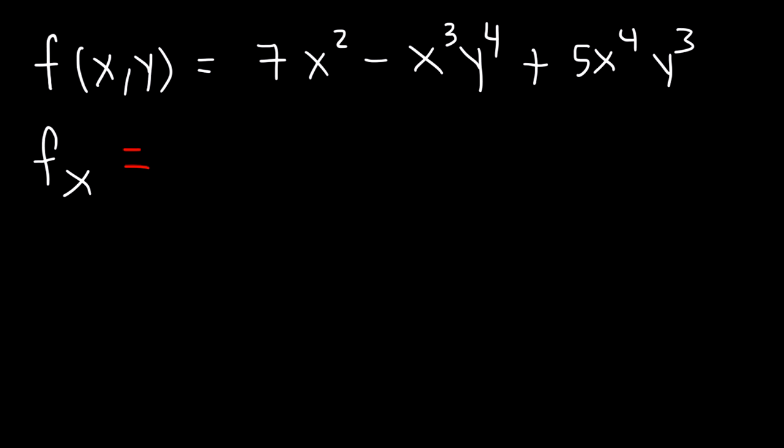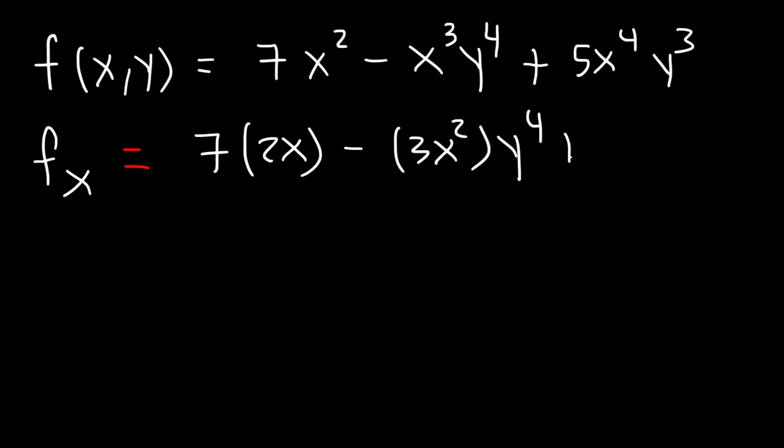So what is the derivative of x squared? The derivative of x squared is 2x. Now what about the derivative of x cubed? We know it's 3x squared. Now y, we're going to treat it as a constant, so we're just going to rewrite it. The derivative of x to the fourth is 4x cubed. And then we won't change the y to the third.